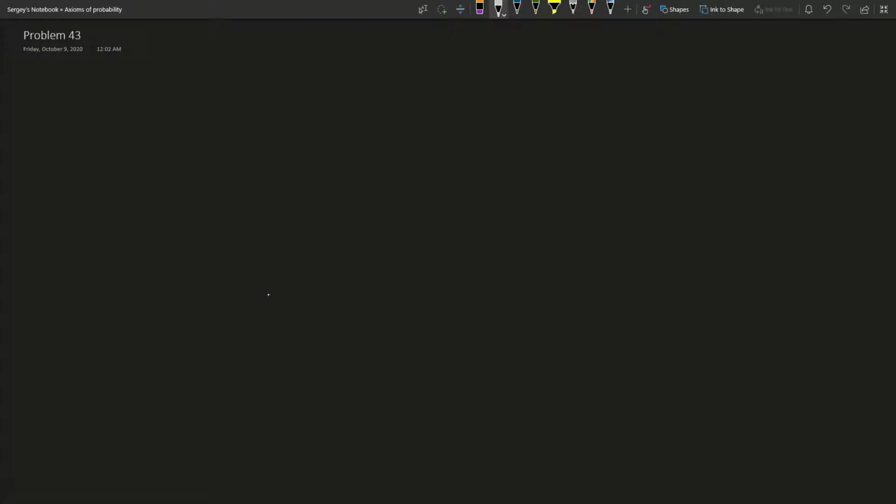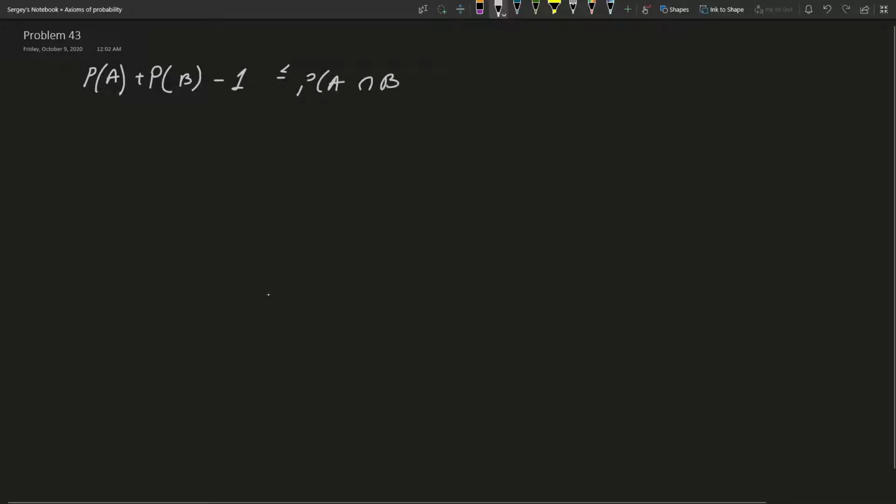In this problem, we're asked to show a few inequalities. The first inequality we need to prove is that probability of A plus probability of B minus 1 is less than or equal to probability of A intersect B.